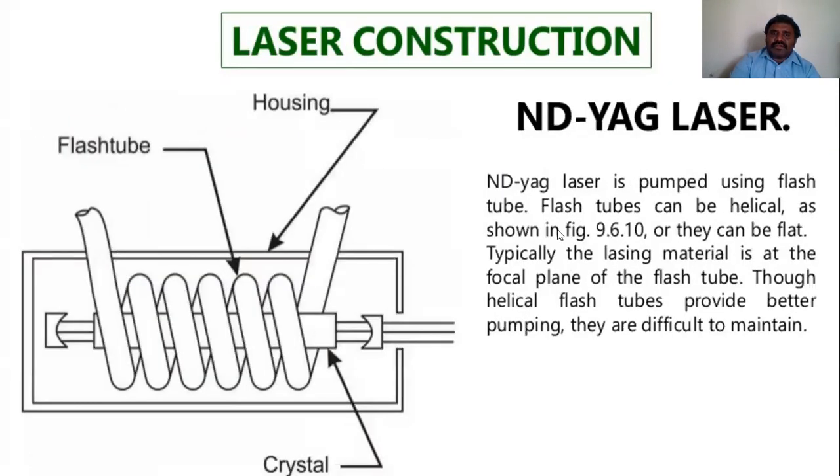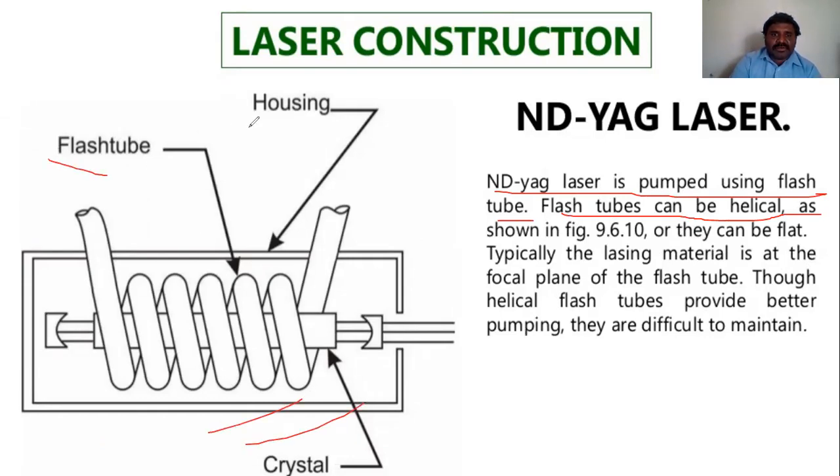Now coming to the laser construction, we are very well aware of this one. This last one is the neodymium laser here. The same crystal, the same type of crystal, we can use here. The laser is pumped using a flash tube, and just now I said we can use an ultra chemical laser here. The flash tube can be helical as shown here, and they can be flat, the same thing.